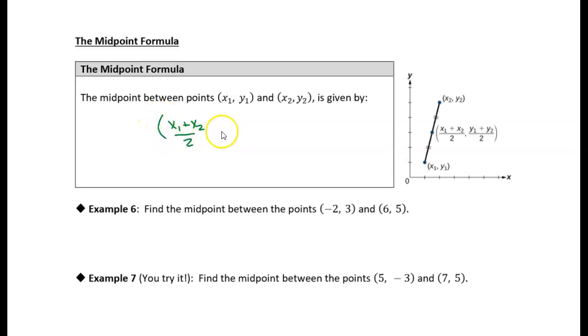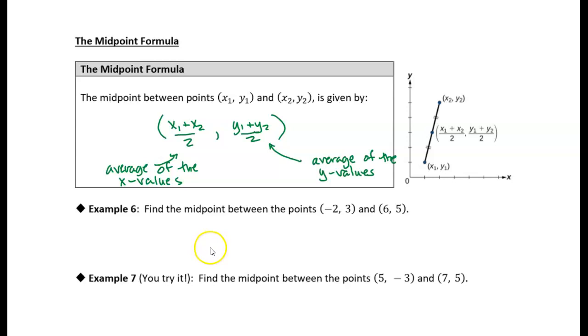All right, so I can just make that my first coordinate. And then if I average the y values, which means just add them up and divide by 2, that becomes the y value of the midpoint. Okay, so again, I just think of it as the average of the x values and the average of the y values.